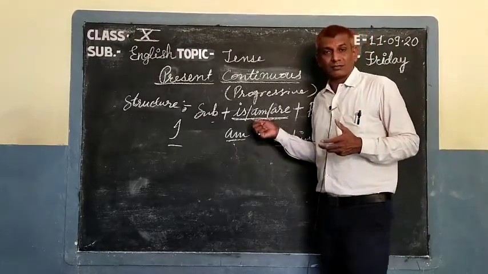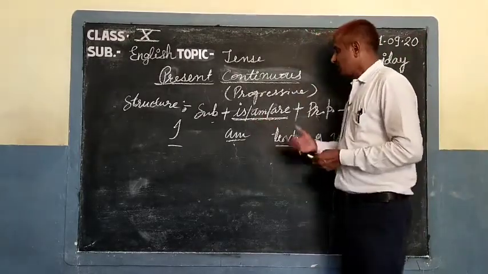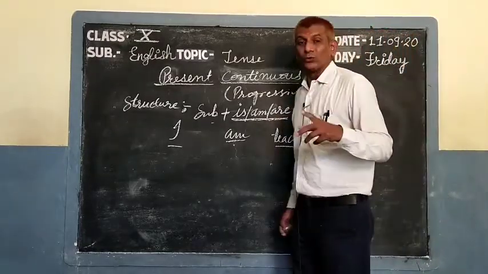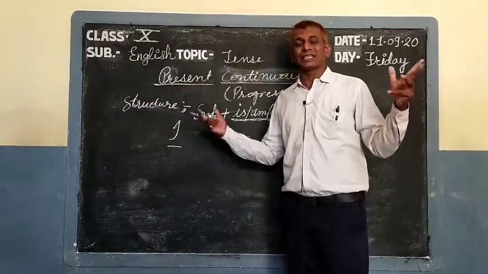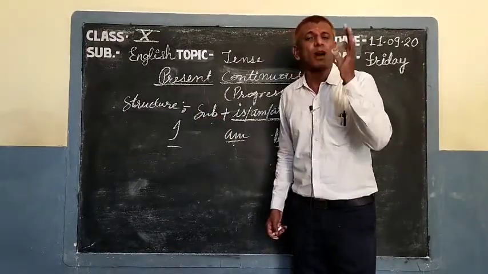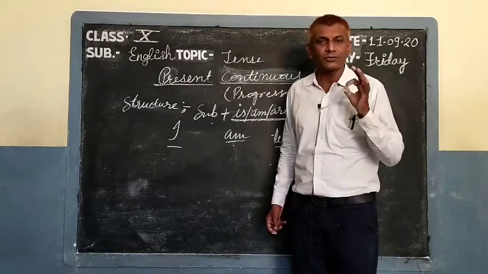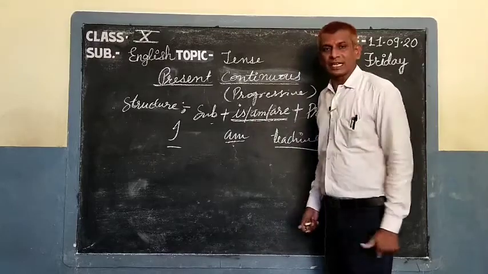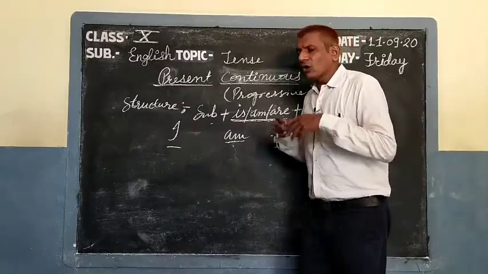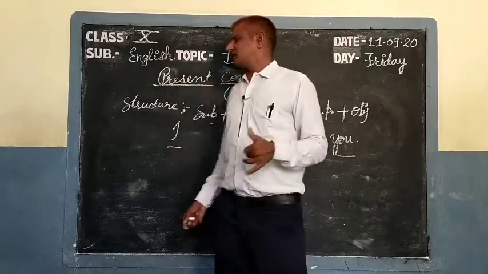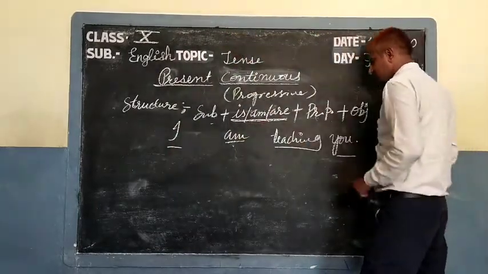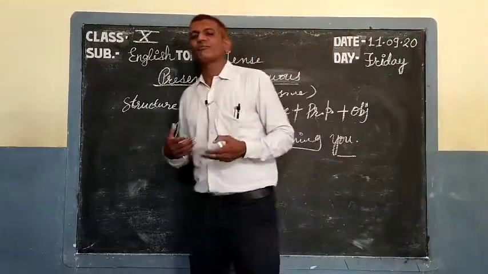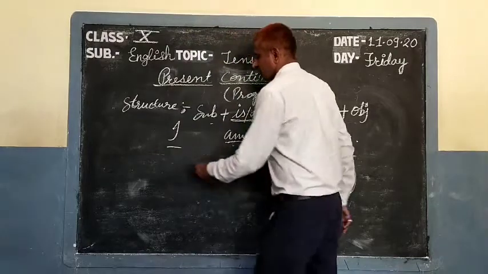Auxiliary means without these verbs we cannot complete this thing. I told you, without a finite verb there is no sentence. No sentence is possible without a finite verb. So finite is a must to complete a sentence all over the world, in all situations. So, I am teaching you, this sentence is of present continuous.